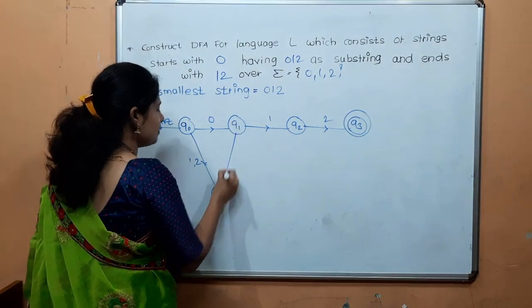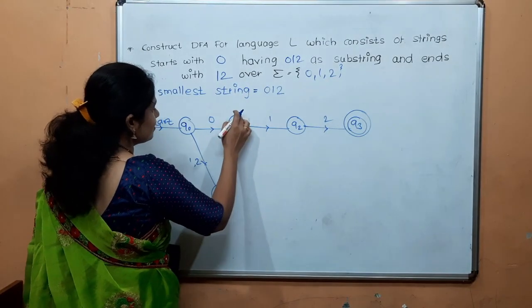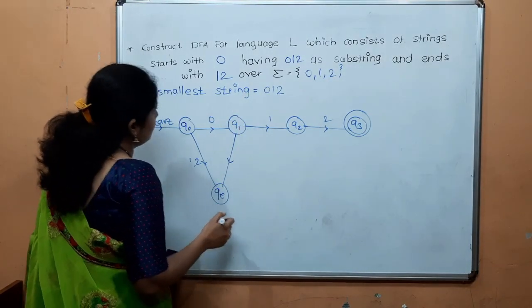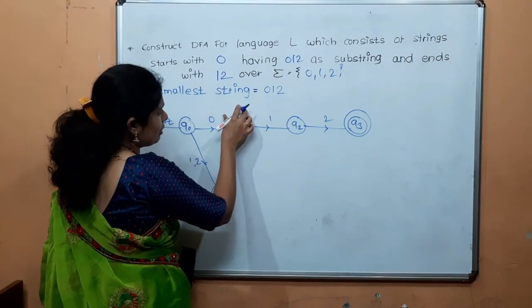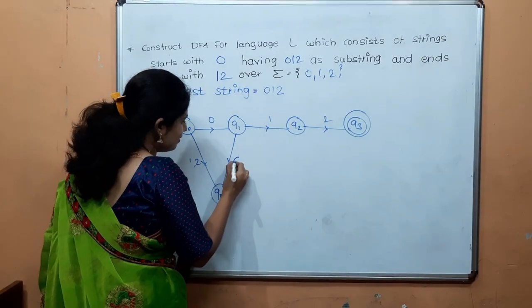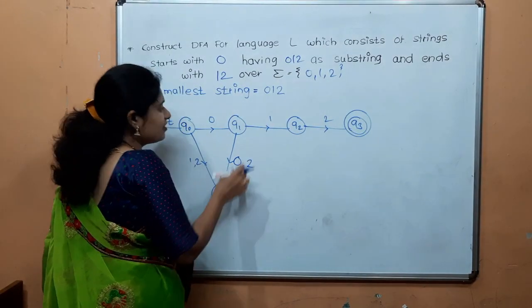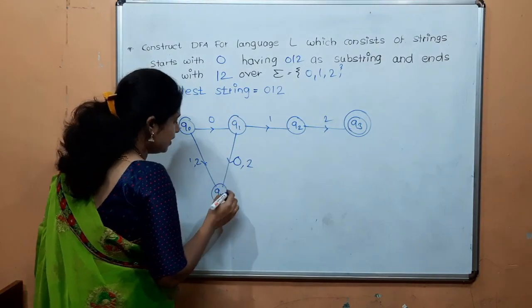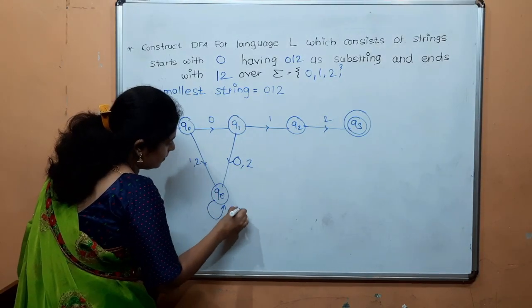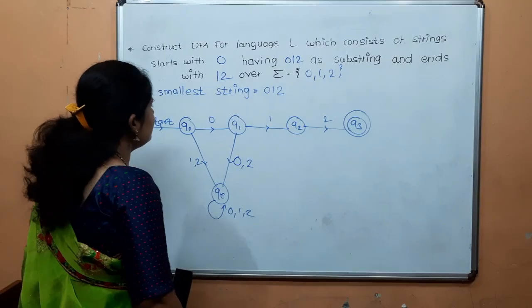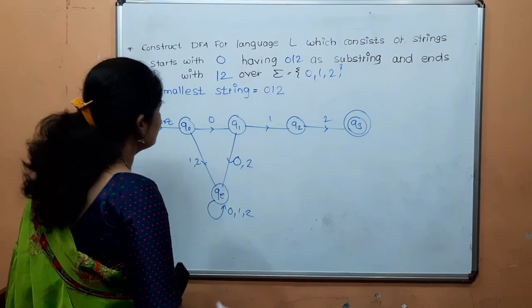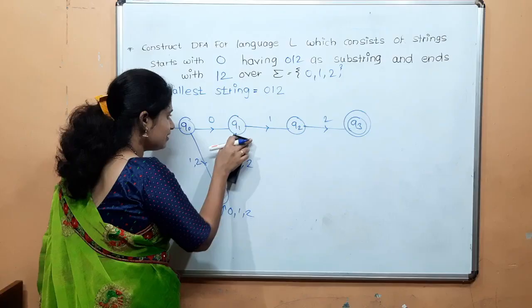If the 0 occurs in between, this 0, 1, 0 will become 0, 0, 1, which is also invalid. If 2 occurs in between 0 and 1, it is invalid. Okay, starts with 0, only 0, starts with 0.